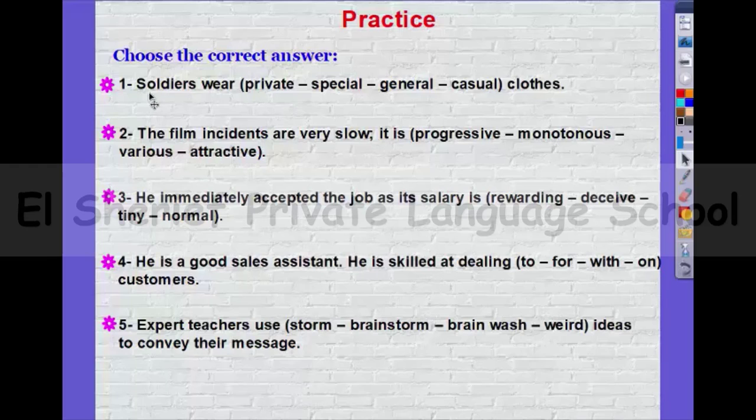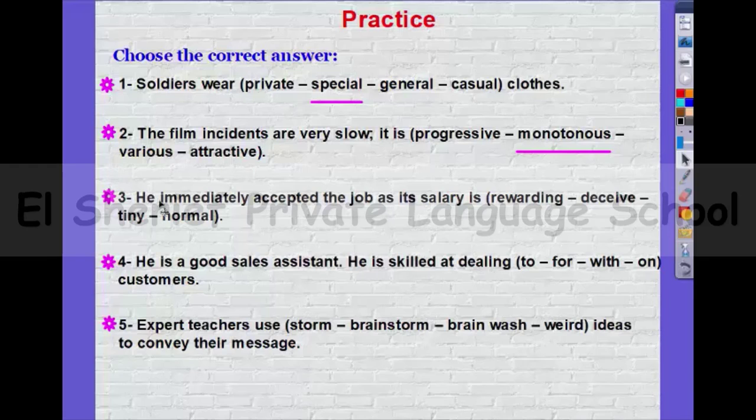Number 1. Soldiers wear special clothes. So the answer is special clothes. Something that is made especially for soldiers. Number 2. The film incidents are very slow. It is, of course, monotonous. Something that's boring. Something that doesn't change.